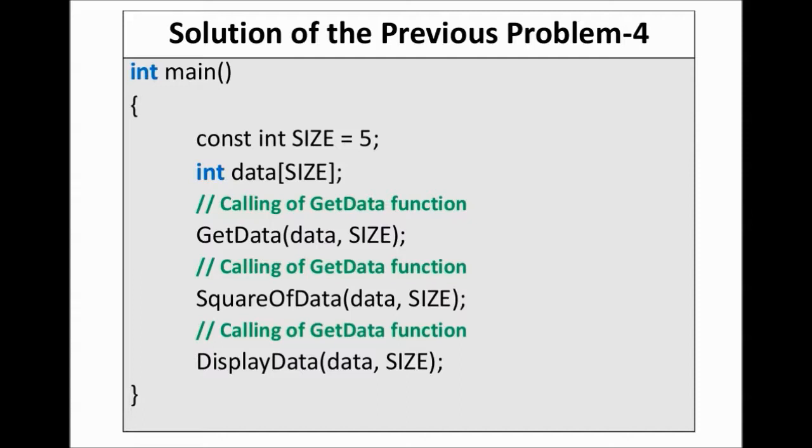while writing our functions. Then we declare an array and we use this size in the array. int data is the name of the array and size means 5. This array has 5 elements in it. Then we call our three functions that we declared one by one. The first function is get data, second is scale of data, and last one is display of data. Then we use return 0 and close the program.